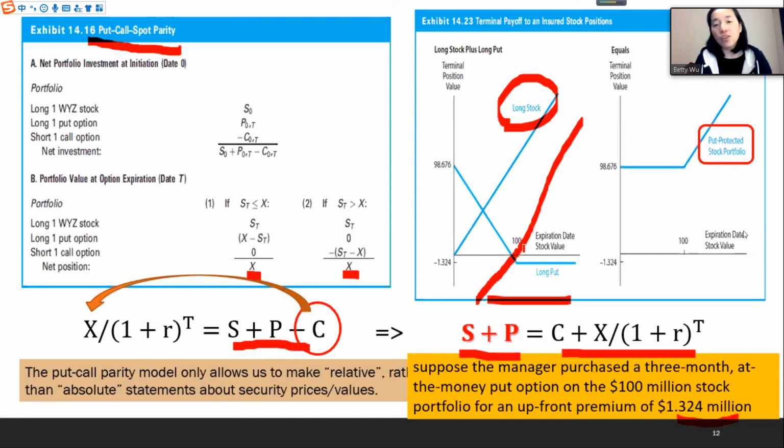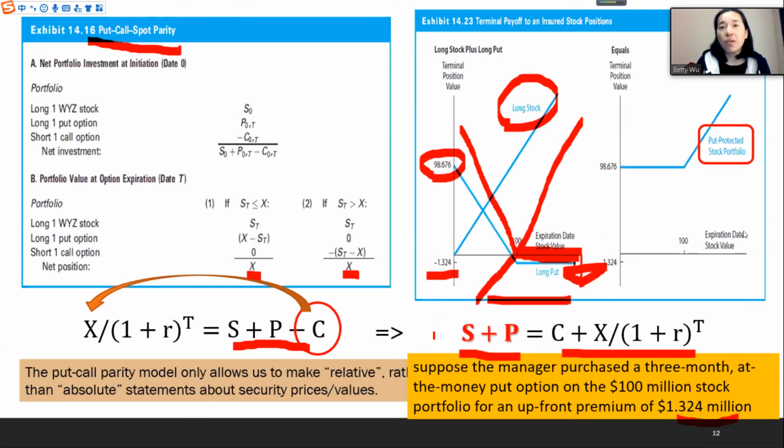If the question says you consider buying a stock, that means you haven't had it yet, so it should be around this. It would be much lower. You need to consider the cost. And for the long put, the payoff or position diagram should be like this. I know I'm not very precise, but it should be like that. But if you consider the cost, you have to drop this. So that's why it's no longer 100, but 98.676, because you have to pay this amount as a premium.